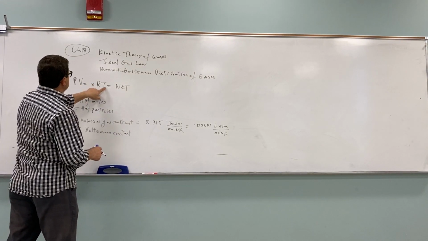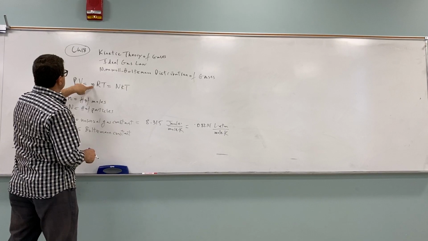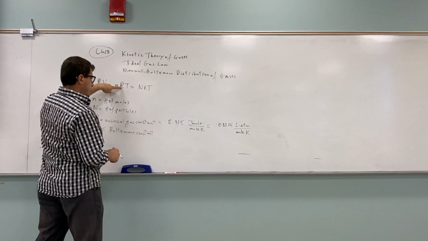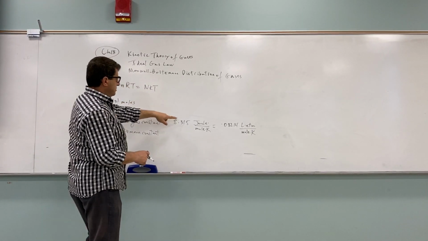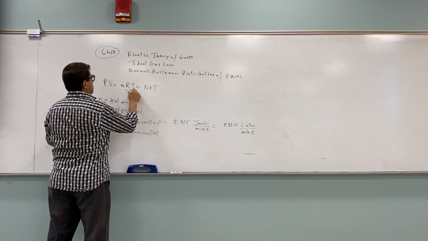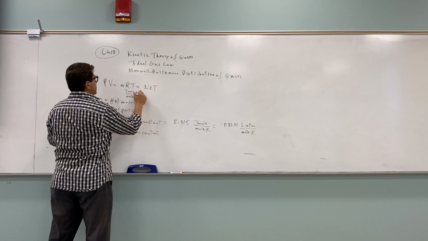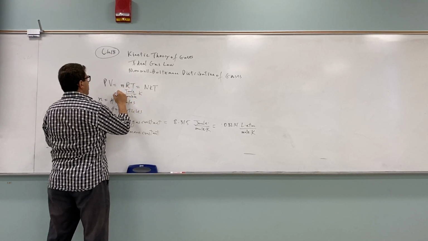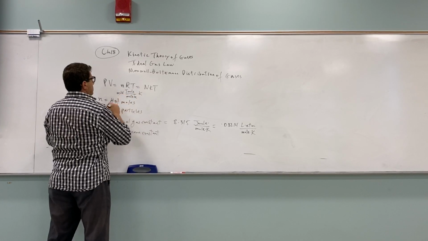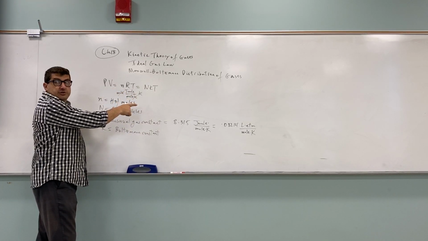Well, according to this, this is moles, and this is R. What are the units of R? Joule per mole Kelvin. So if this is Kelvin and this is mole, the Kelvin and mole cancel, so P times V should be units of energy.